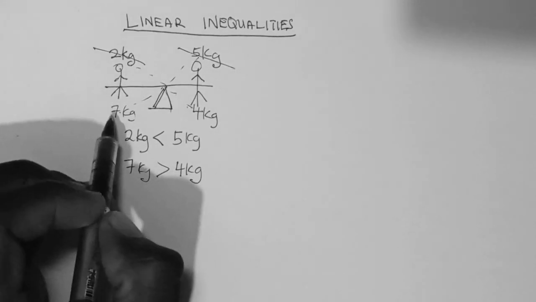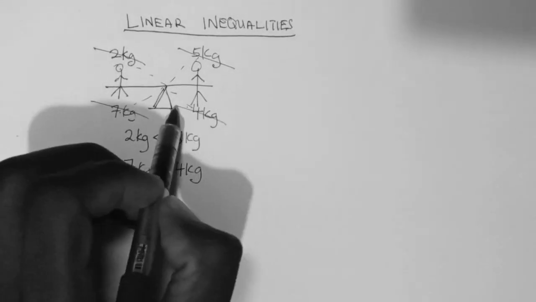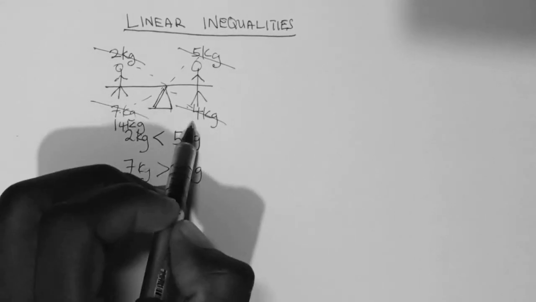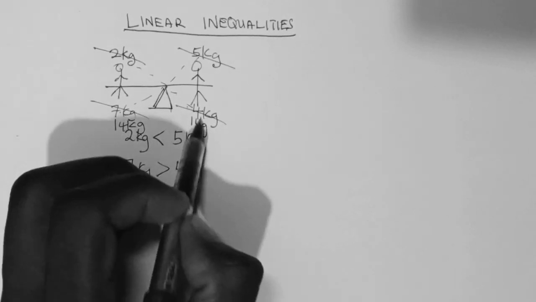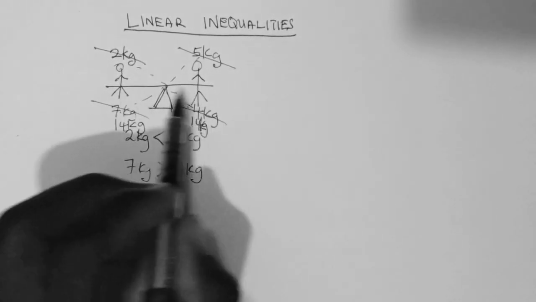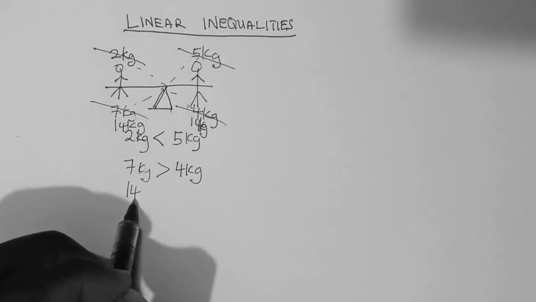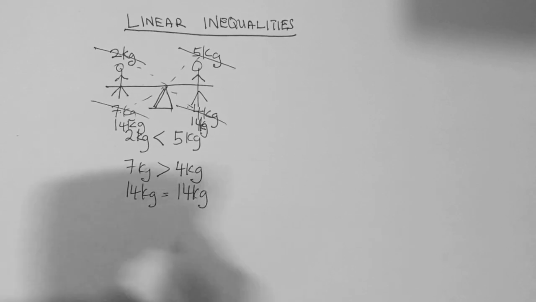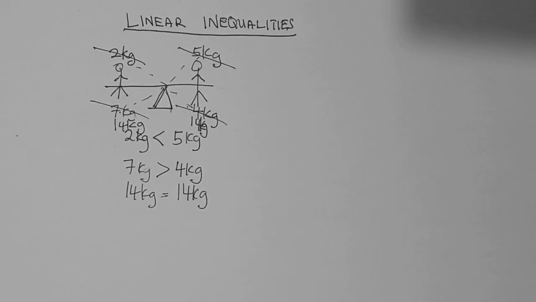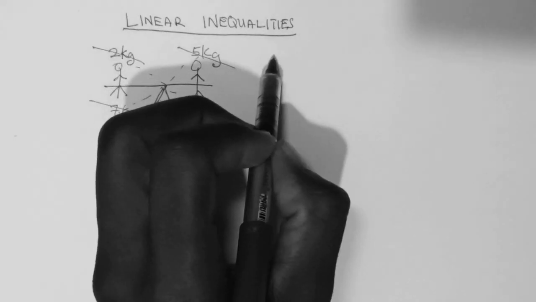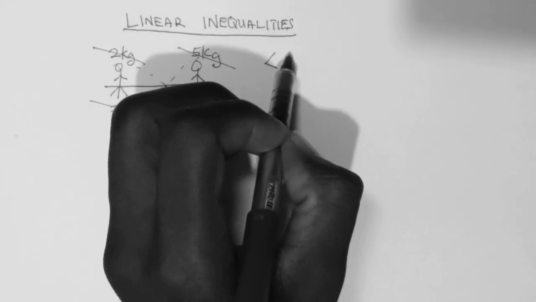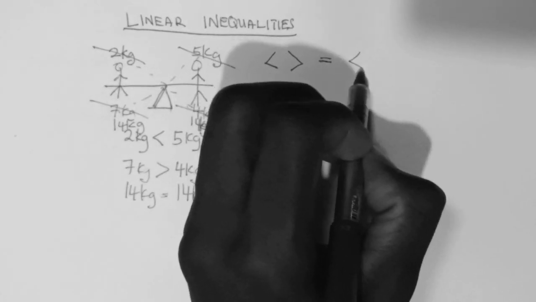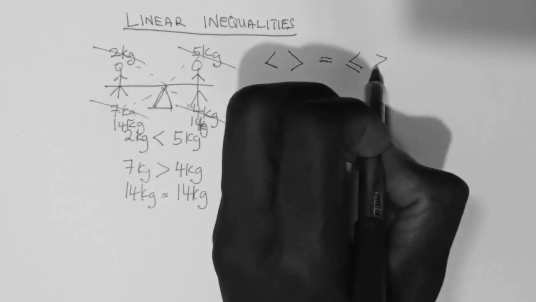Then let's assume that we change the people again. We brought another set of people, each 14 kilograms. What will happen? You see that the seesaw will remain in position. The reason is because 14 kilograms is equal to 14 kilograms. So in linear inequalities, the symbols that are used are greater than, less than, equal to, greater than or equal to, and less than or equal to.